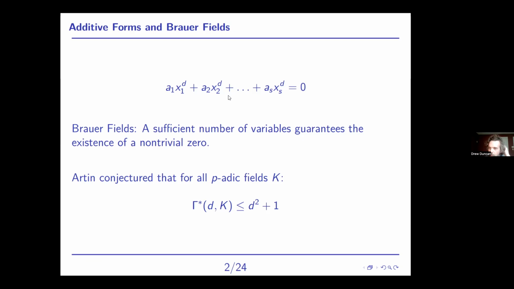These are homogeneous forms with only the variable to the power of d terms. And what we're interested in is when these forms represent zero in a non-trivial way. So obviously they represent zero when all of the variables are equal to zero. And the question is, do they represent zero in any other ways? There are certain fields, sometimes called Brouwer fields, in which all that you need is a sufficient number of variables to guarantee the existence of a non-trivial zero.